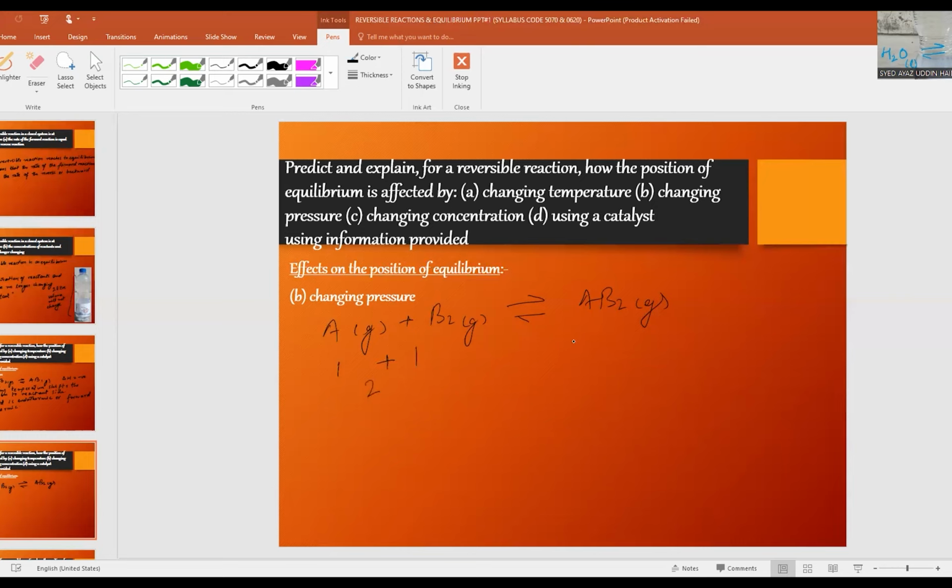The product side is only 1 mole of gas. So if the pressure is increased, then the direction of the equilibrium will shift towards the side with less number of moles, molecules, or even volumes of gases. And in this case, it should be the product side.